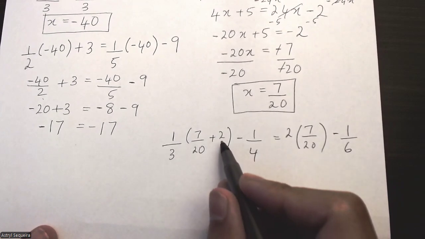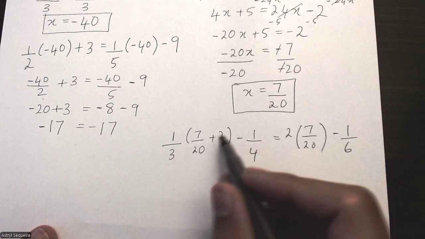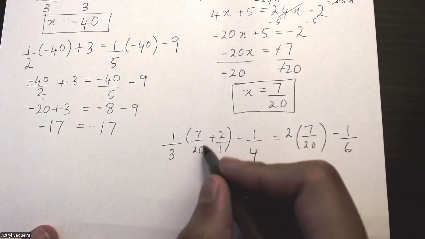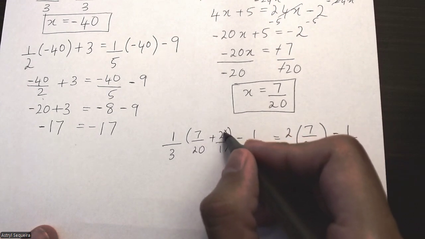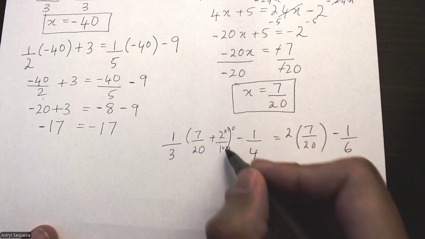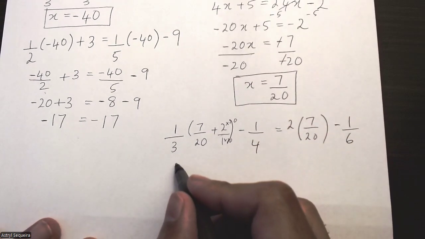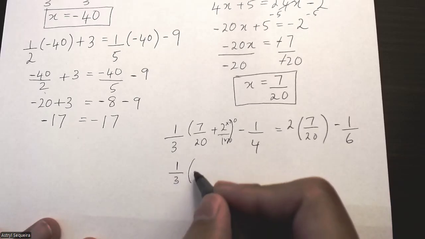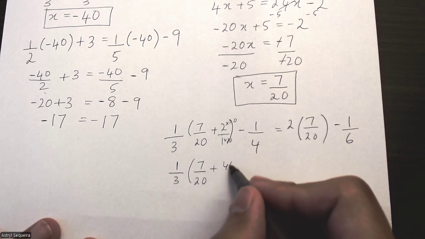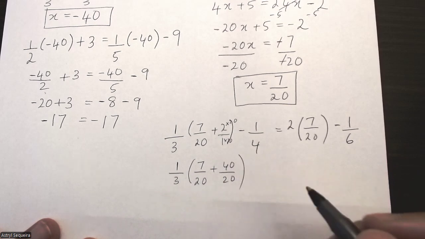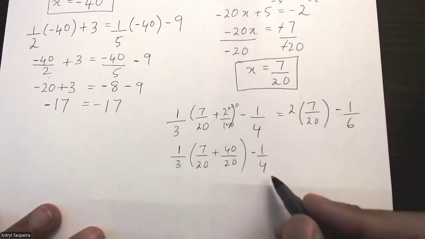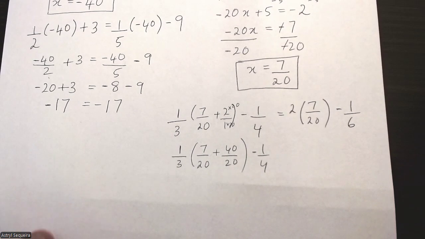The first thing we got to do is actually make a common denominator inside over here. So it's a pretty easy one to do mentally. I'm just going to multiply the top and bottom by 20 so that we have the same denominator in there. So I have 1 over 3, and inside here I have 7 over 20 plus 40 over 20 minus 1 over 4. I'll just simplify the left side first, then I'll go to the right side later.